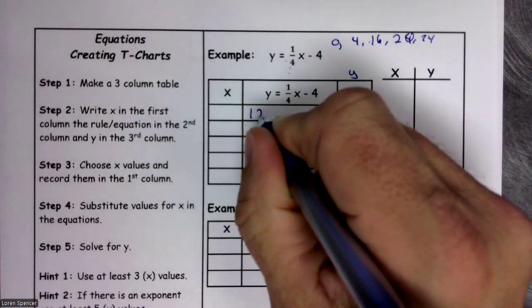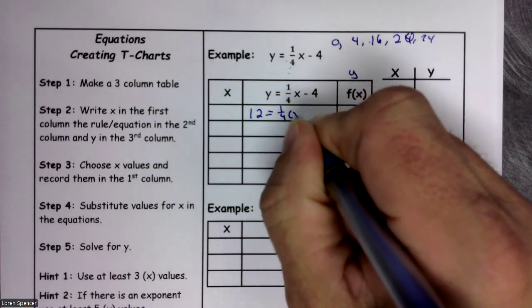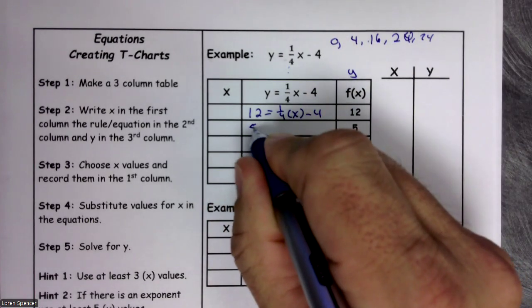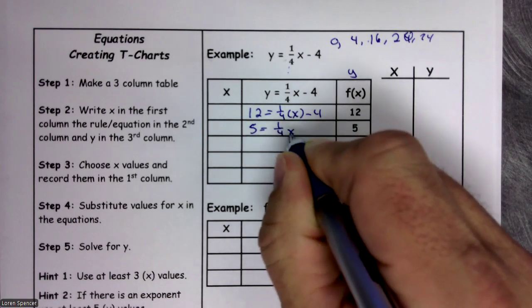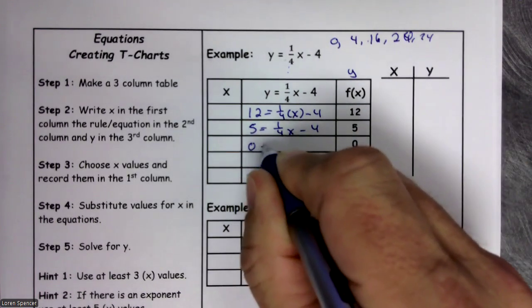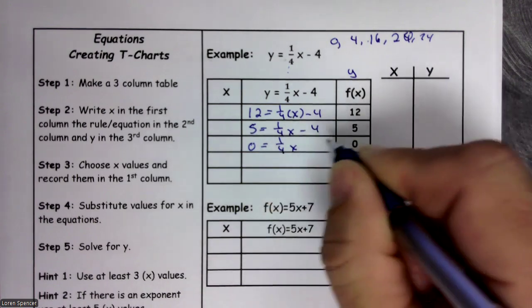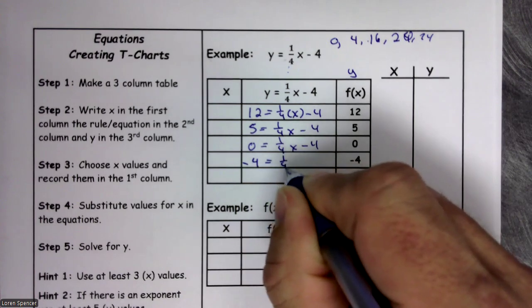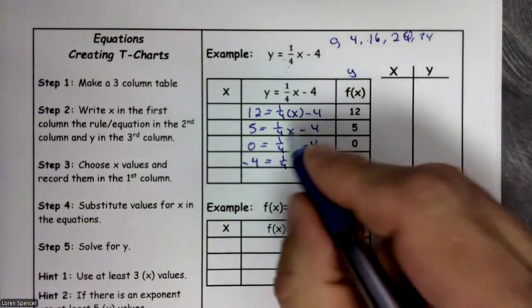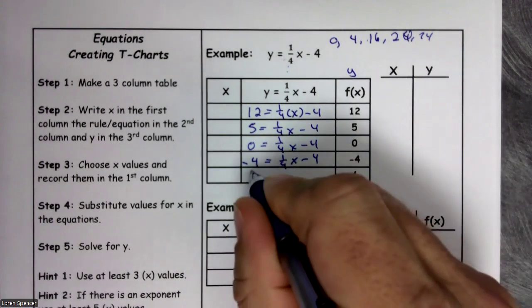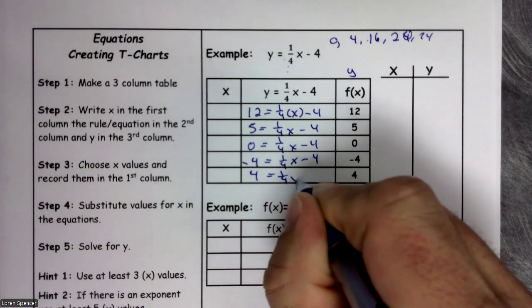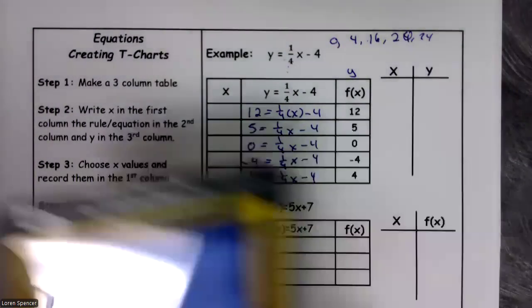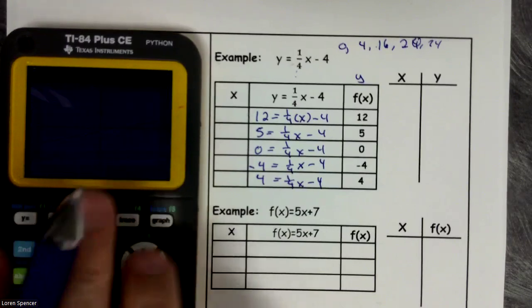So basically they're saying 12 equals 1/4 x minus 4. And this is going to be 5 equals 1/4 x minus 4. 0 equals 1/4 x minus 4. -4 equals 1/4 x minus 4. And 4 equals 1/4 x minus 4. Now, the fact of the matter is I could do this by Desmos, but I think it'd be fairly ugly. So let's use this calculator.